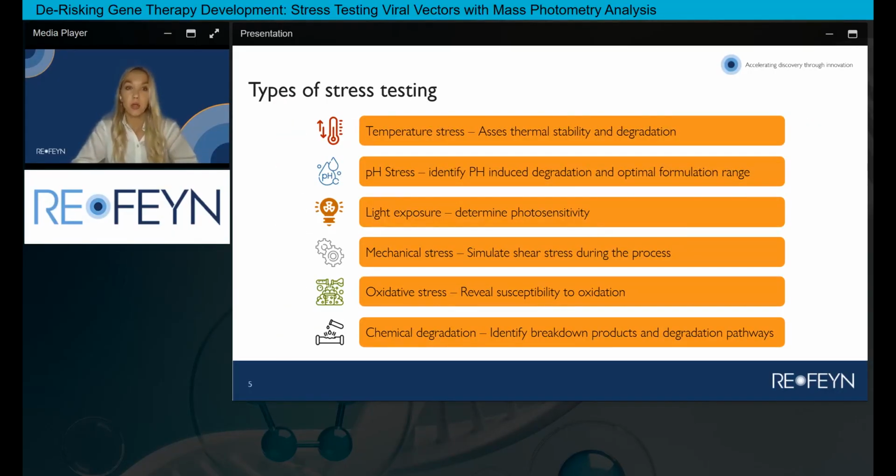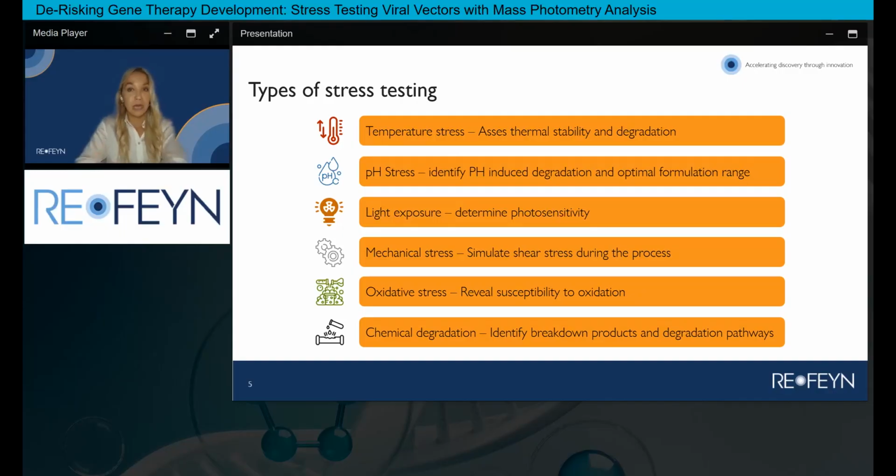Now, once we understand why stress testing is important, the question is, how do we do it? And what are the different types of stress testing? Each gives us a unique window into product behavior. So for example, let's start with temperature stress that, for instance, will help us evaluate thermal stability. We can see how quickly the product degrades at some elevated temperatures or some very, very low temperatures or after a few freeze thaws. And this can help predict the long-term stability of the product.